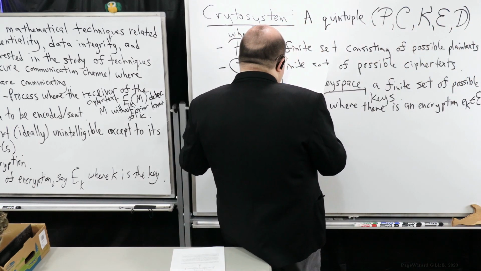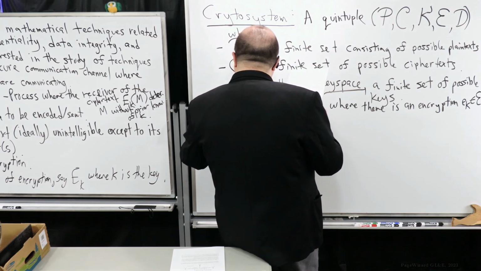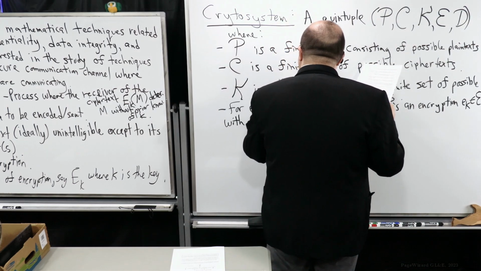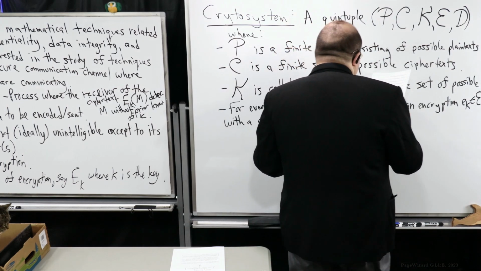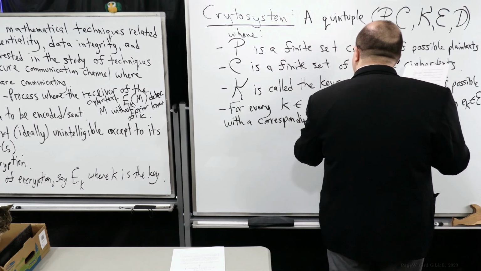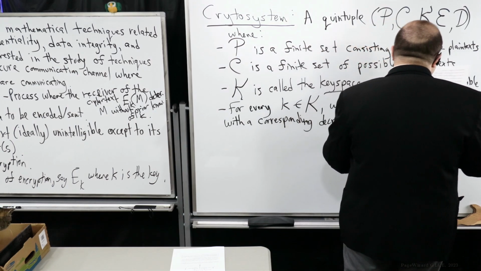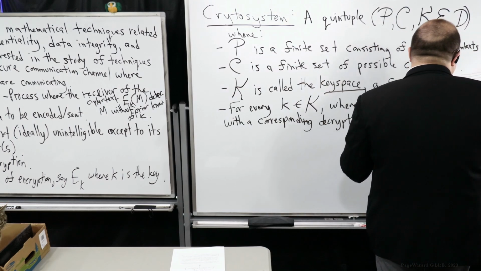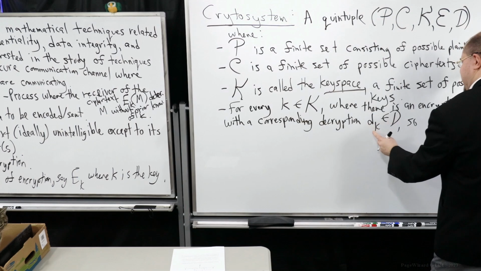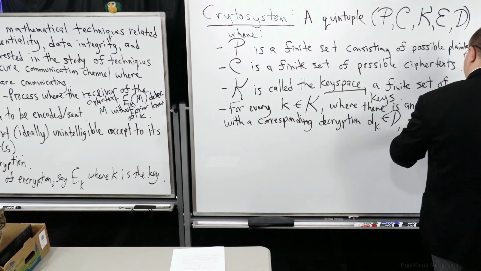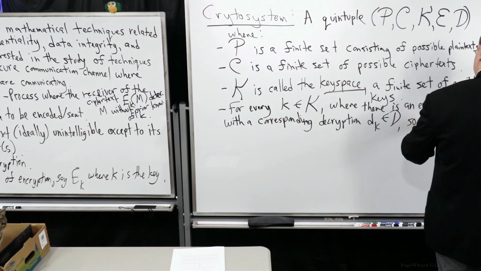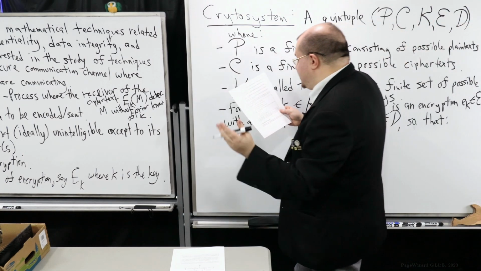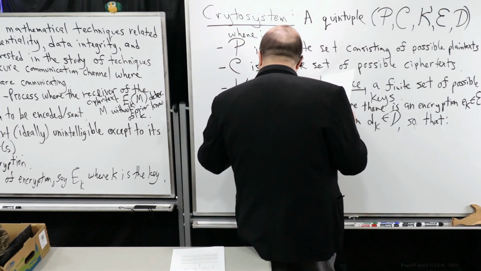Encryption E_K with a corresponding decryption, D_K. I'm not thinking Donkey Kong here. It's literally D subscript K. So that it has the following properties. Let's define what each one of the E_Ks and D_Ks would be and the properties they would have.